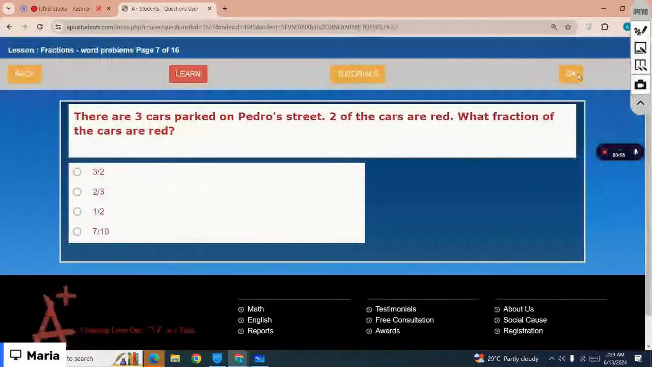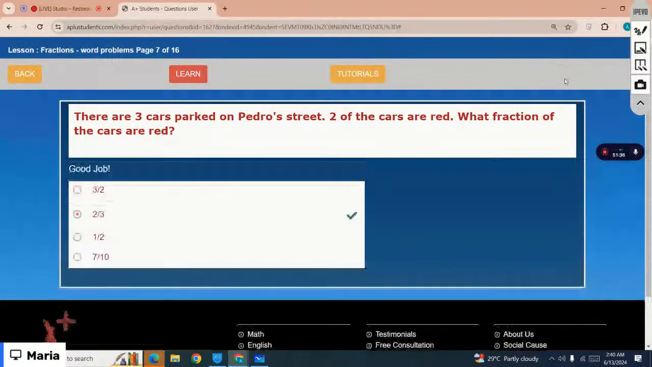There are 3 cars parked in Padrose Street. Two of the cars are red. What fraction of the cars are red? Which is the correct option? That is 2 out of 3, not 4. 3 cars, 2 are red. That means 2 out of 3 it is.